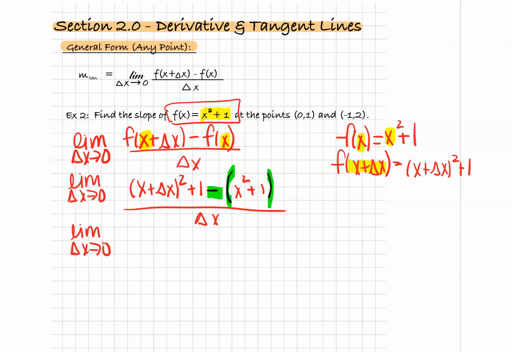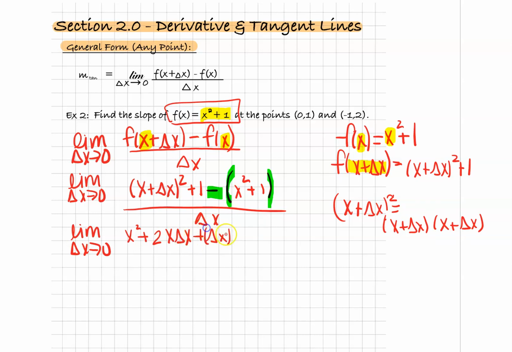Now I need to FOIL out the x plus delta x squared. So when I begin to multiply that out, I'm just going to do some side work over here. X plus delta x squared, reminder, don't shortcut. That's an x plus delta x times an x plus delta x. So you want to FOIL it out, distribute it out, but you don't want to just square and square. So that gives me x squared plus 2x delta x, that's your outside and inside, plus delta x squared plus 1. Now I'm going to go ahead and distribute that negative here, so minus x squared minus 1 all over delta x.